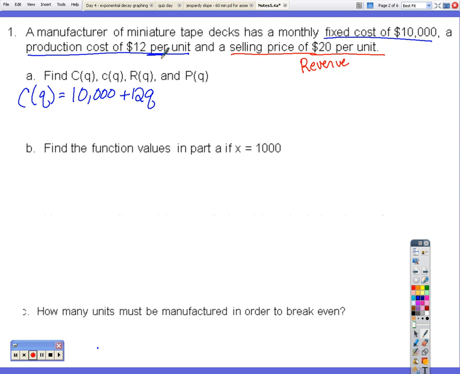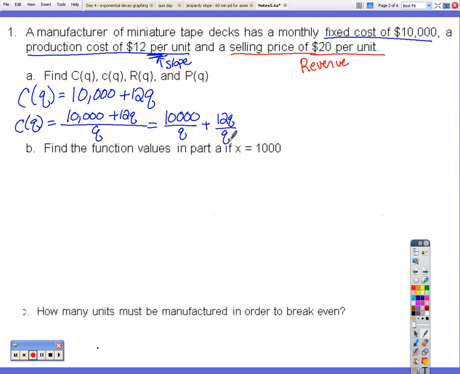Anytime you see the word per, that's your slope. So it's multiplied by the quantity. The average cost is we're going to take our cost equation and divide it by Q. And be really careful here. When you divide a sum, you're really dividing both pieces. So when we go to simplify this equation, these Q's can cancel.